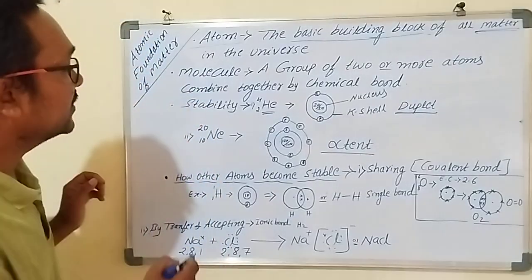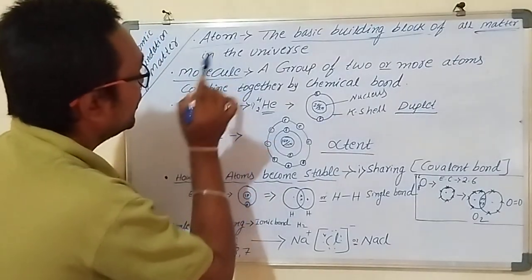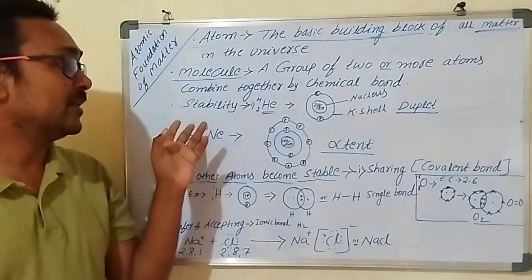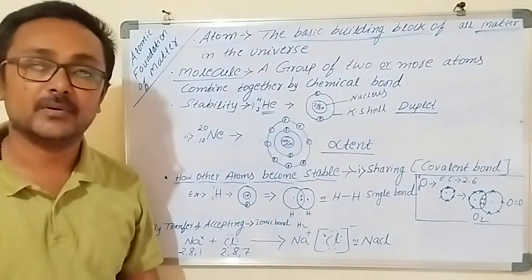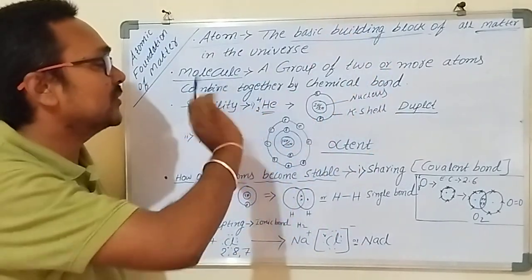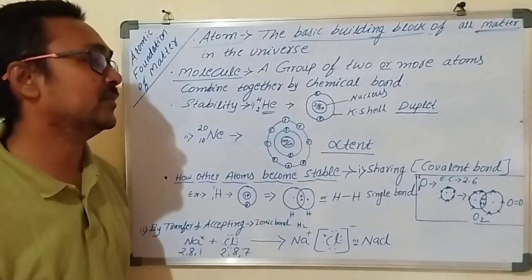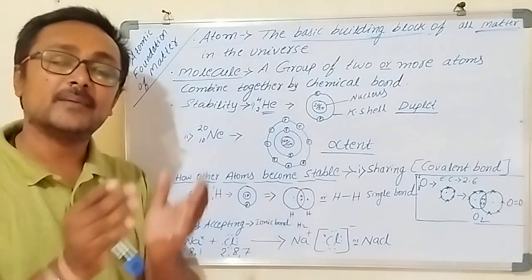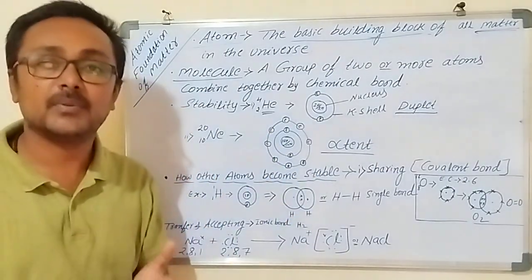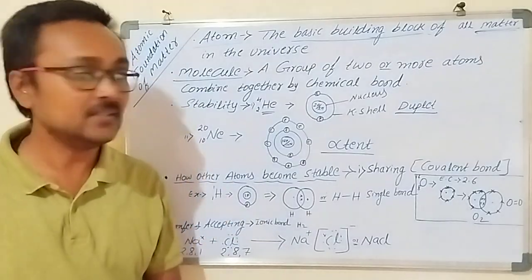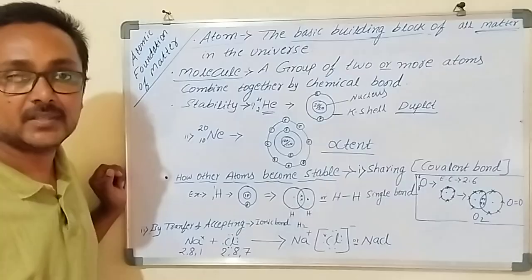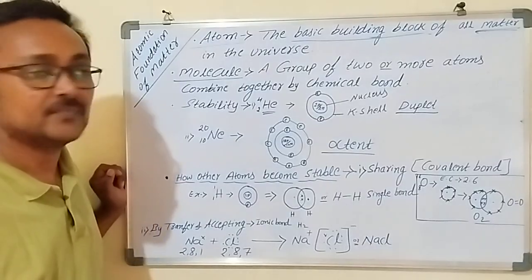So next let me tell you about the molecule. What is a molecule? A group of two or more atoms combined together by chemical bonding. So first, it is a group of two or more atoms. They are combining by chemical bonding. When the atoms combine, they will form a bond. It may be a single bond, double bond, or triple bond, we will come to know later. Now why they are combined, that is very important, because of stability we can say.